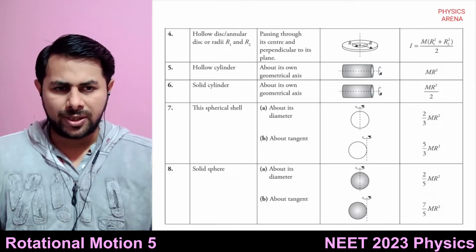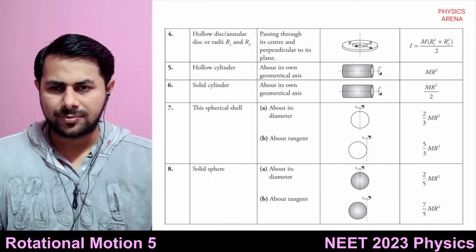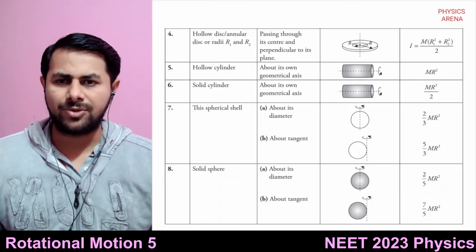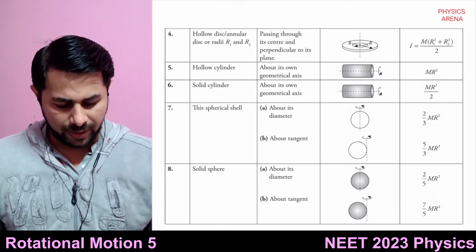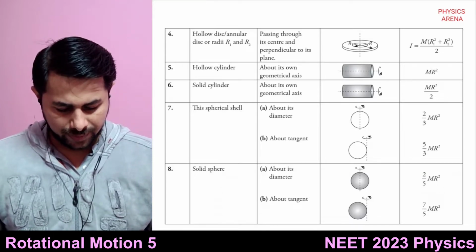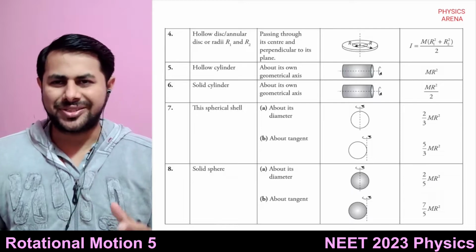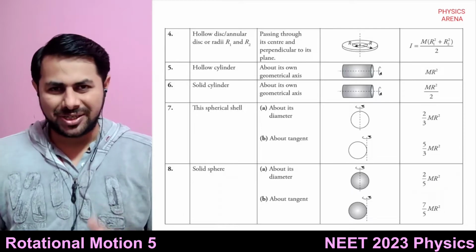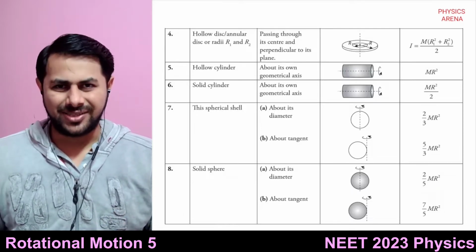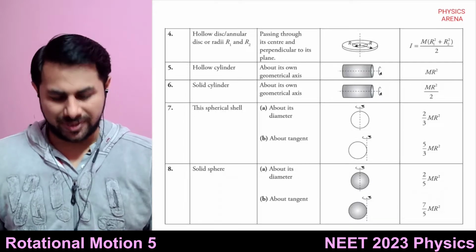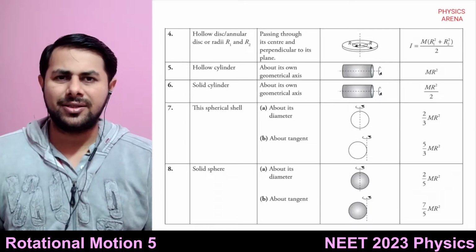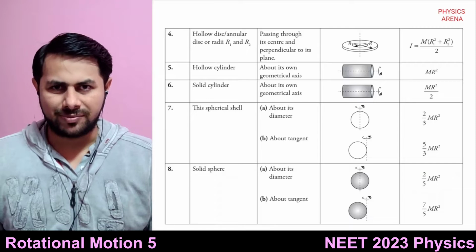So these many formulae you have to memorize. These are the standard formulae of moment of inertia, the standard formulae for symmetric bodies about natural axis. That's what you have to memorize. And then there are some theorems on moment of inertia.